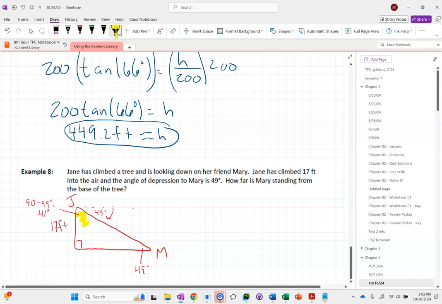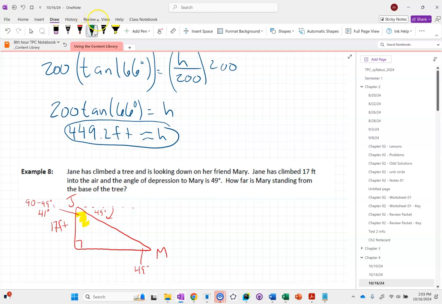I will promise you with 100% certainty that I will try to trick you again with this exact same problem setup later on a test, to make sure you're putting that angle of depression in the correct spot when you draw your picture. Is everybody okay? Don't be fooled by me a second time if you're fooled on this one. Okay? All right.